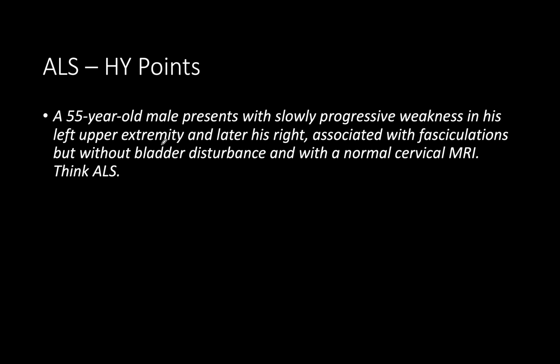Okay, so this is just your general presentation of an ALS patient. A 55-year-old male presents with slowly progressive weakness in the left upper extremity and later in the right, associated with fasciculations, without bladder disturbance, and with a normal cervical MRI, we think ALS. Really all you need to change here is the age and what extremity it is, and you basically already have your question stem. The things they're going to ask are where in the spinal cord the problem is and what the treatment is, and you're going to select riluzole. It's an NMDA antagonist. There's not too much more they can ask you. Slowly progressive course, yep, very good.